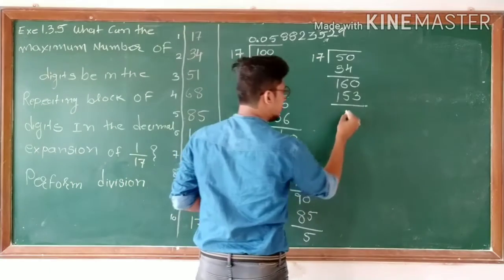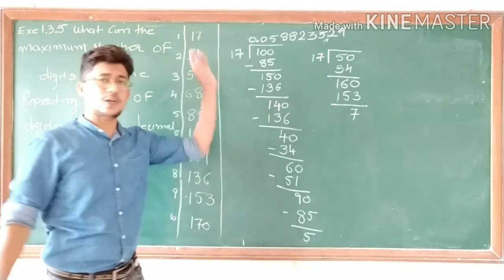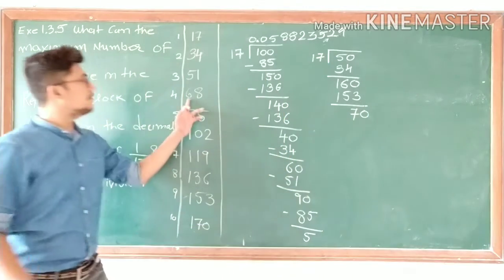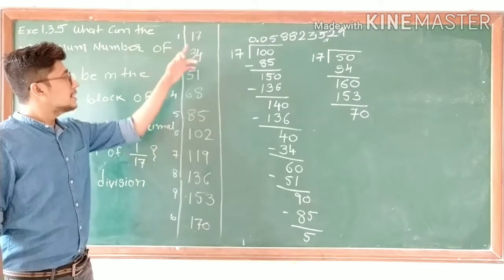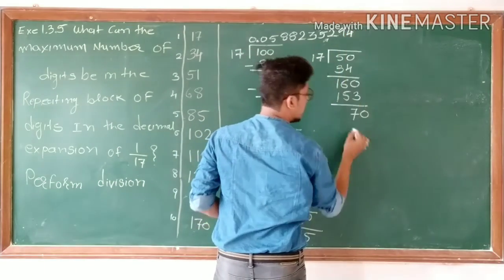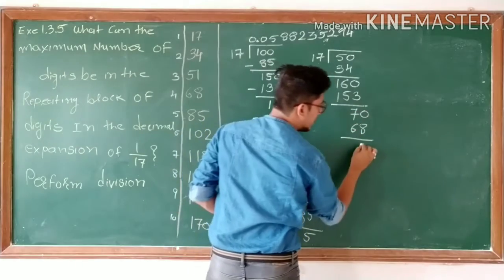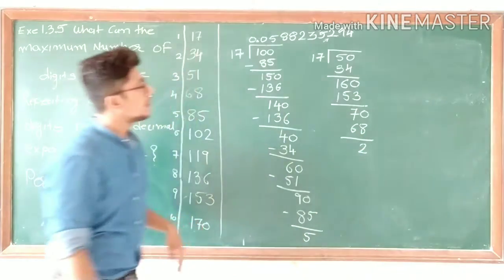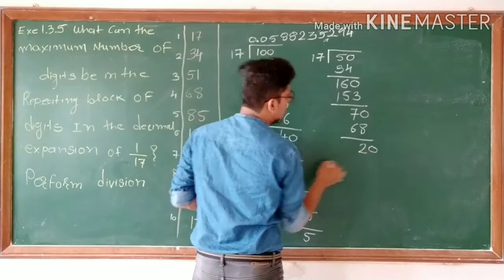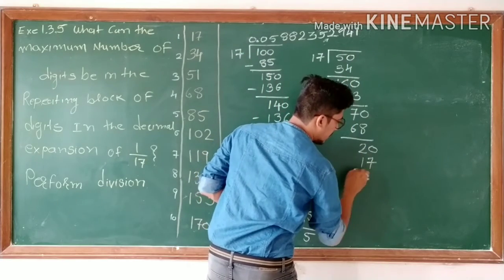160 minus 153, that is 7. 7 is smaller than 17. Again put 0. Nearest value to 70, 68. 17 4s are 68. 70 minus 68, remainder is 2. Now 2 is smaller than 17. Again 0. 17 ones are 17.